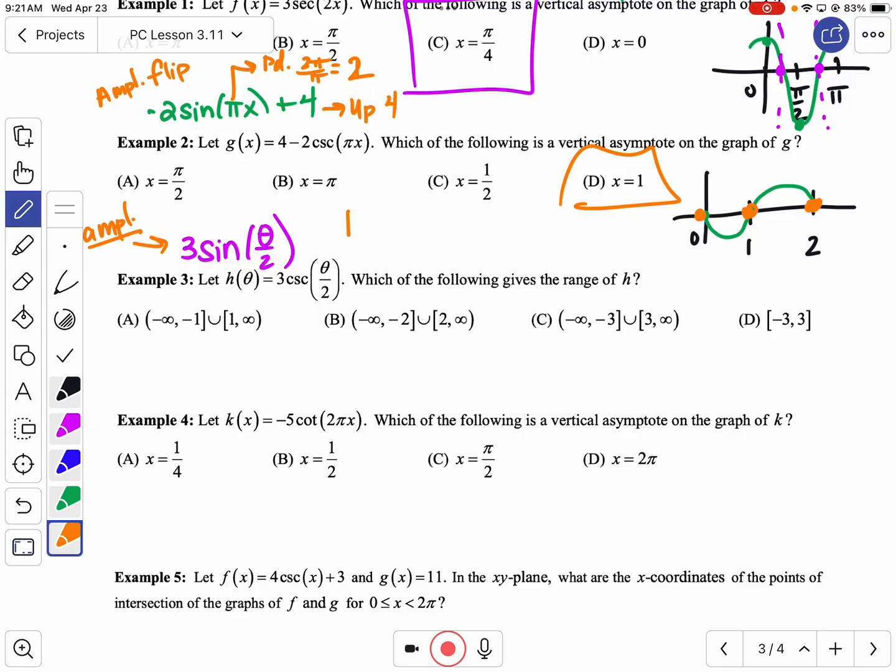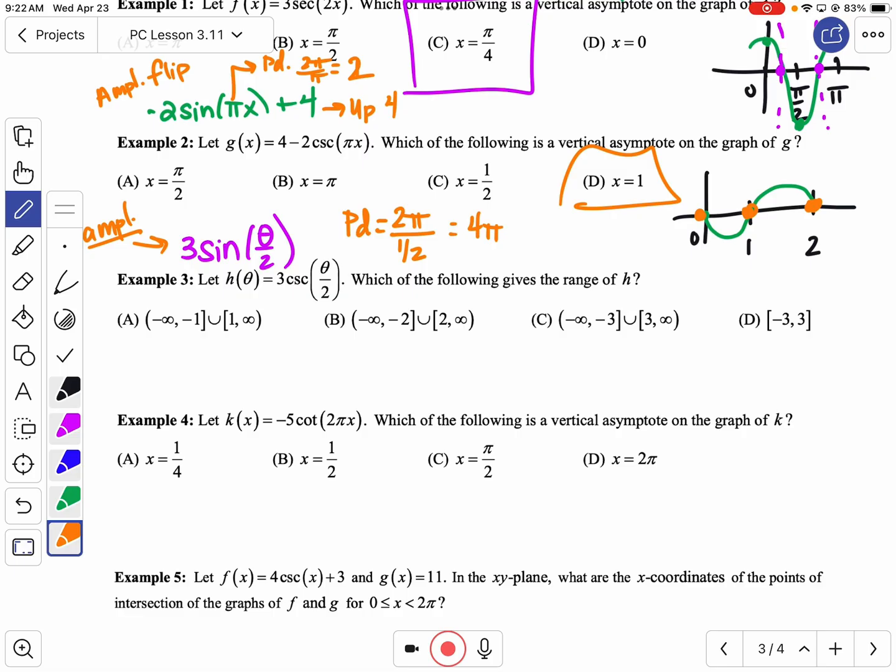What's my period going to be? Remember that's a 1/2 sitting there if it's something over 2 inside of there. So if I take 2 pi and I divide it by 1/2, what's my period? 4 pi. Now, it's asking me about range. Does the period affect my y values that are used? No.